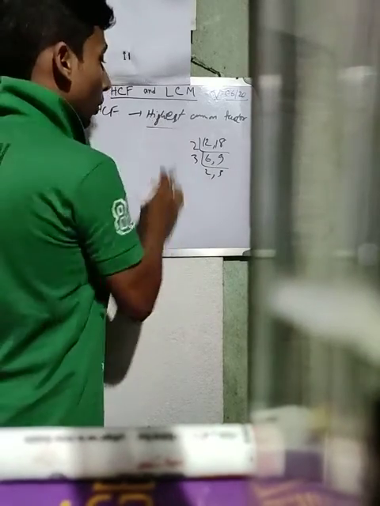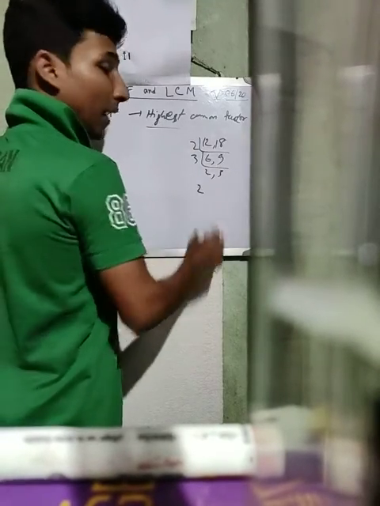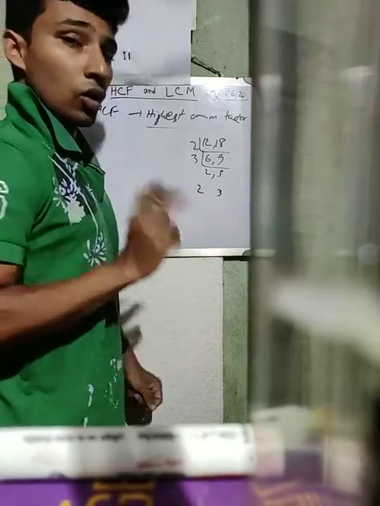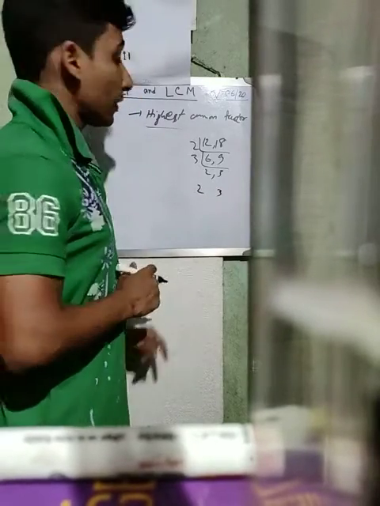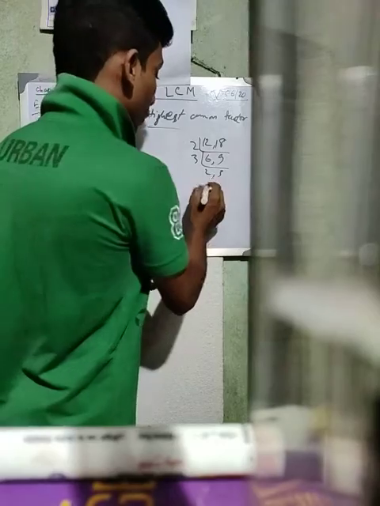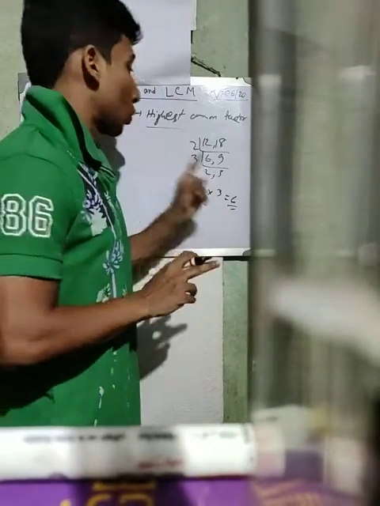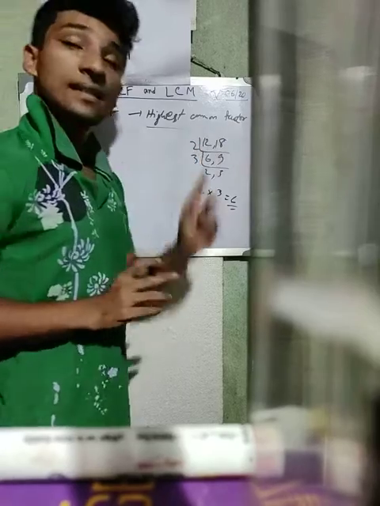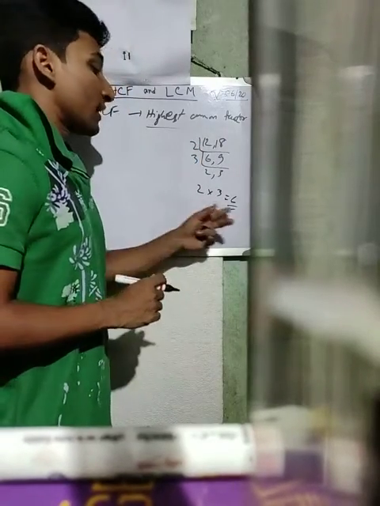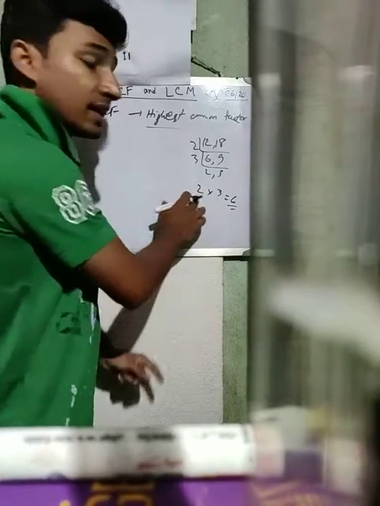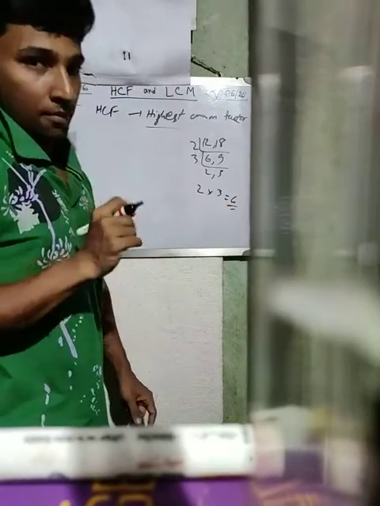So here what are the factors? 2 is a factor and 3 is a factor. But what is the maximum factor? 2 into 3 is equal to 6. That means 6 is the maximum number which can divide both of these numbers.